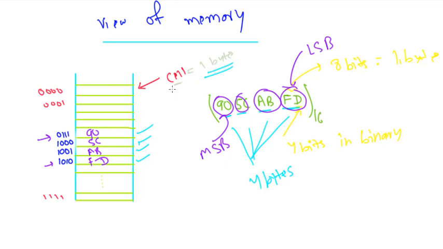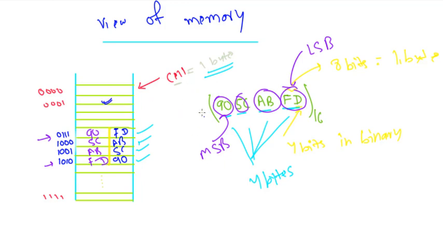I may want to store this 5D at the lowest address. I may want to have an order like this: 5D at the lowest address and then AB and then 5C and 90. These are the two different ways by which I can store my data that is more than 1 byte. If it is of only 1 byte, then there is no problem. I will store it in only one cell.